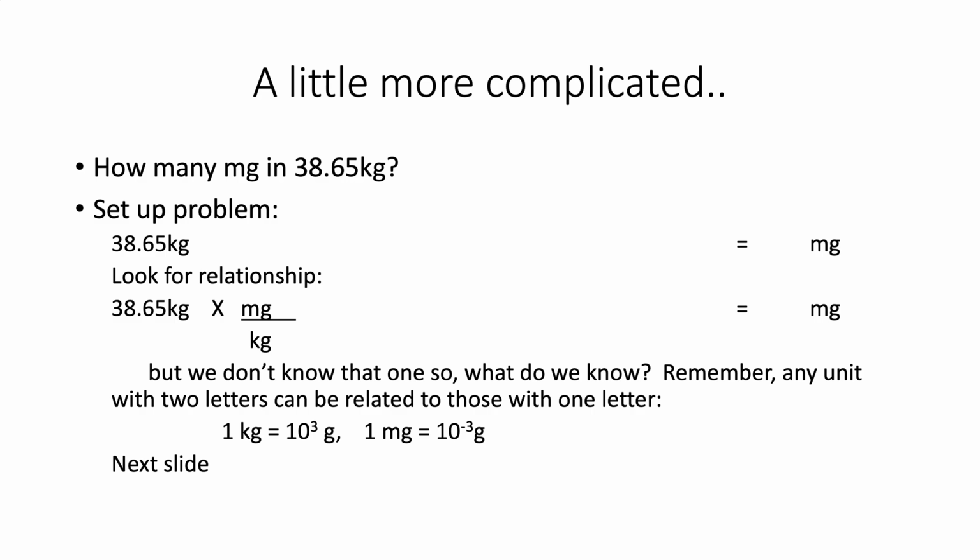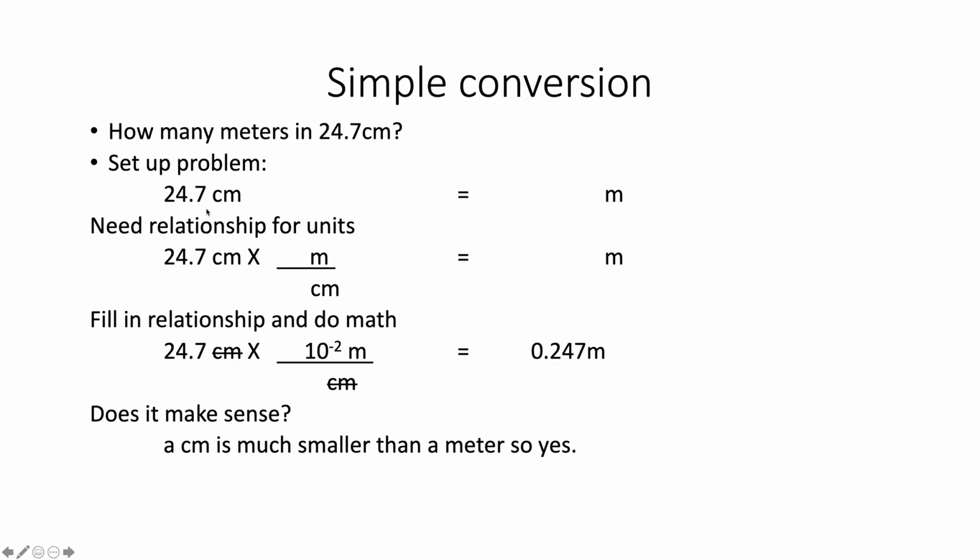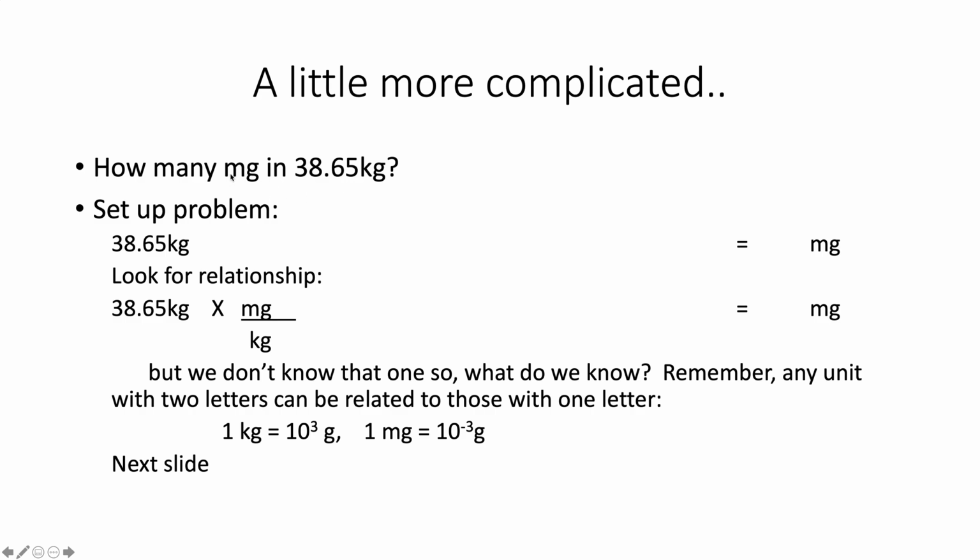Here's one that's a little bit more complicated. A hint is that you may need more than one step. If you look at this problem, see how we're going from a unit with 2 letters to a unit with 1 letter, or vice versa? Probably you can do this in one step because we know the relationship between the one with 2 letters and the one with 1 letter. This one, though, goes from 1 with 2 letters to 1 with 2 letters. That means we're probably going to have to go through the one with only 1 letter, grams in this case, in between. Again, just to walk through this, we'll set up the problem.